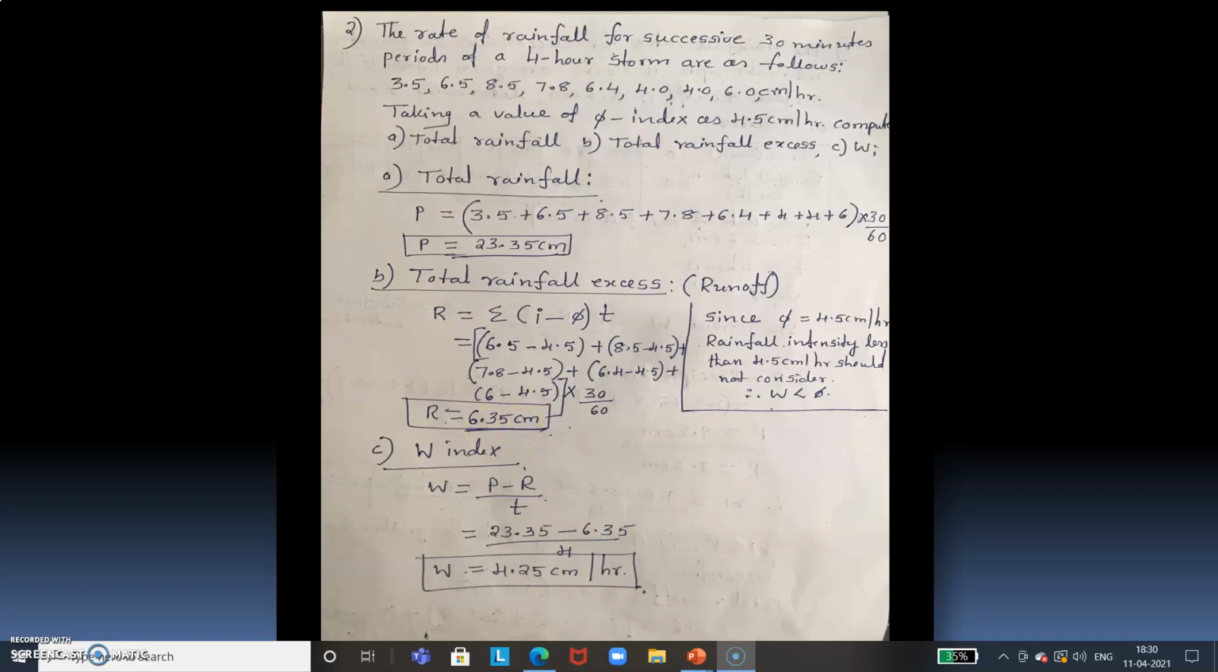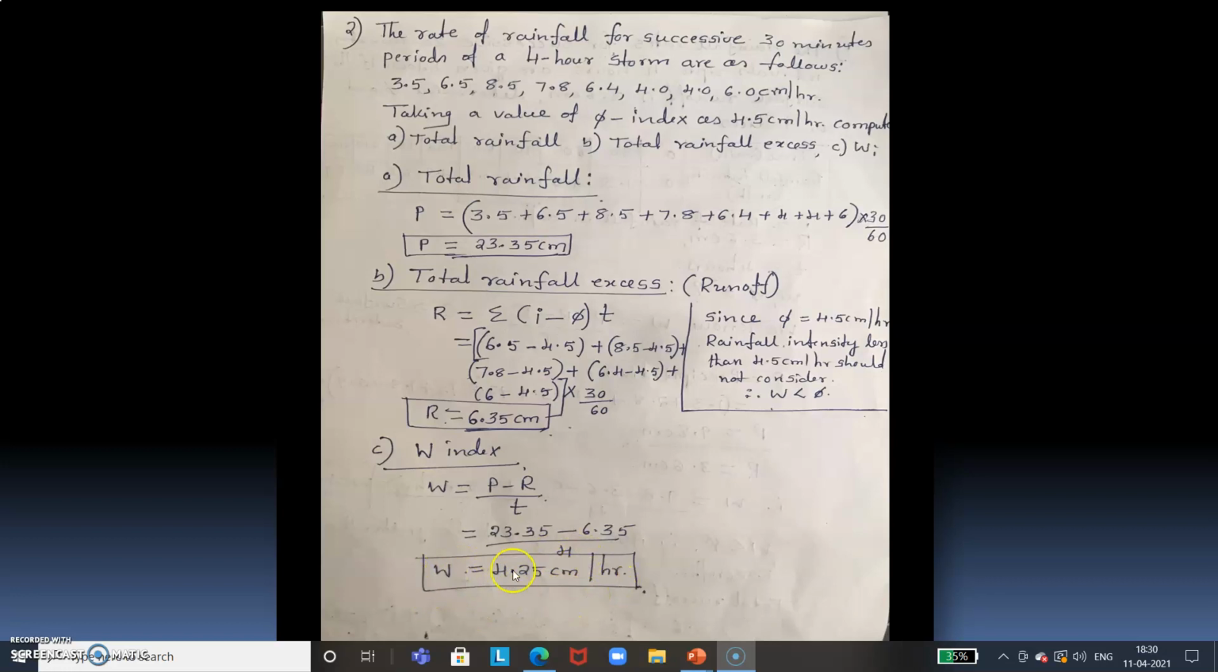Now we know what P and R are, so we can calculate W index. We have the formula W is equal to P minus R divided by T. P is 23.35 minus R is 6.35, divided by time. Time is the 4 hour storm. So divided by 4, we will get W equal to 4.25 centimeter per hour.